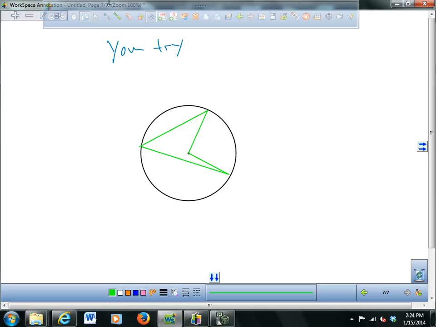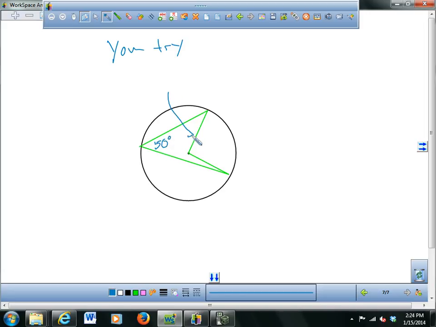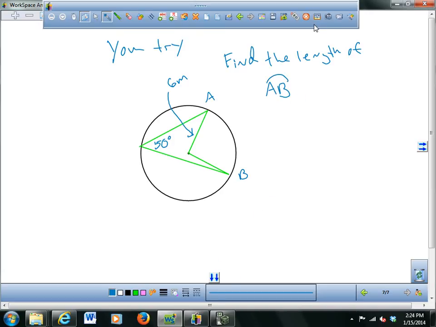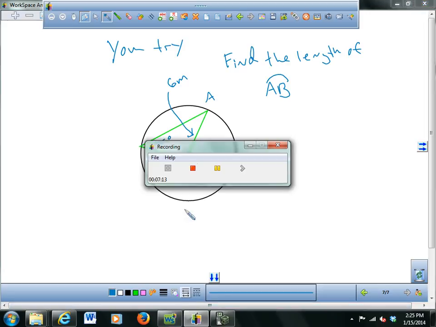I'm going to tell you that this here is 50 degrees. And I'm going to tell you that this here is 6 meters or something. Okay? And I'm going to say, find the length of AB to the nearest tenth. Okay? Ready, set, ready, go. Just do it.